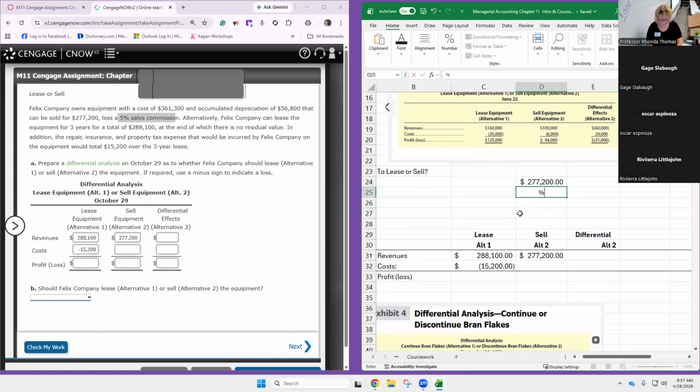Okay, this is 5% commission. All right, and then we'll do the math here to find out what that 5% is. 277,200 times 5% is 13,860. That number goes here, but it goes in as a cost. Okay, it goes in as a cost.